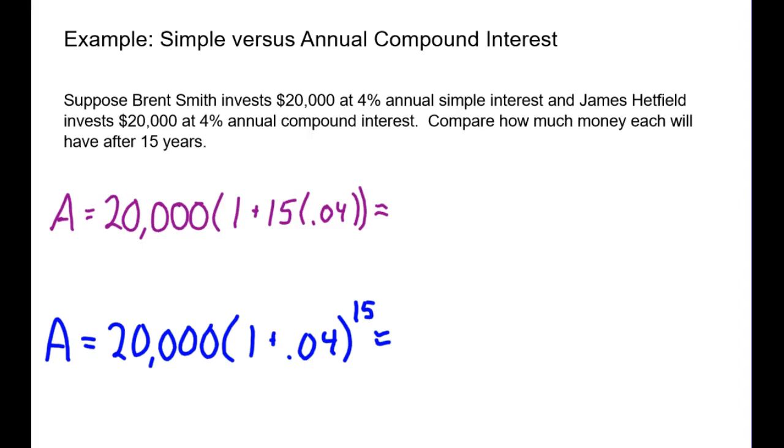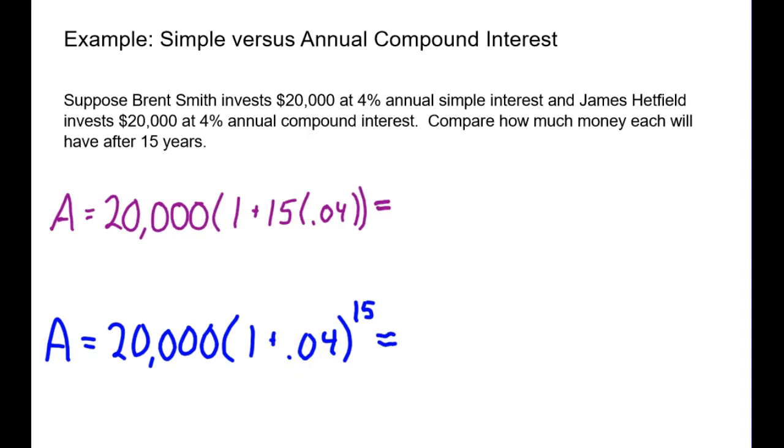In the first example, we're going to compare simple interest versus an annual compound interest. Suppose Brent Smith invests $20,000 at 4% annual simple interest, and James Hetfield invests $20,000 at 4% annual compound interest. We're going to compare how much money each will have after 15 years. So for Brent Smith, we have this first equation, which is referring to simple interest. And then for James Hetfield, we have this equation, which is slightly different because this is referring to compound interest.